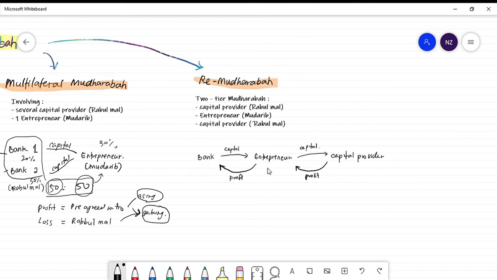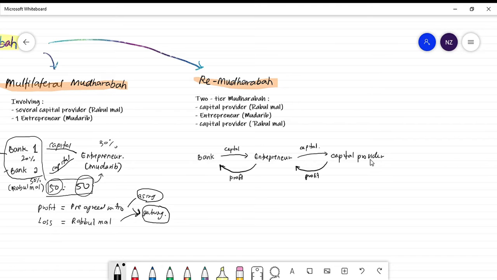There is the first mudharabah here, and then the second mudharabah with another capital provider. So in re-mudharabah, it will involve the bank, which is the first capital provider, the entrepreneur or the mudarib, and the capital provider, who can probably be the second mudarib for this re-mudharabah contract. So how does the flow work? It goes like this.